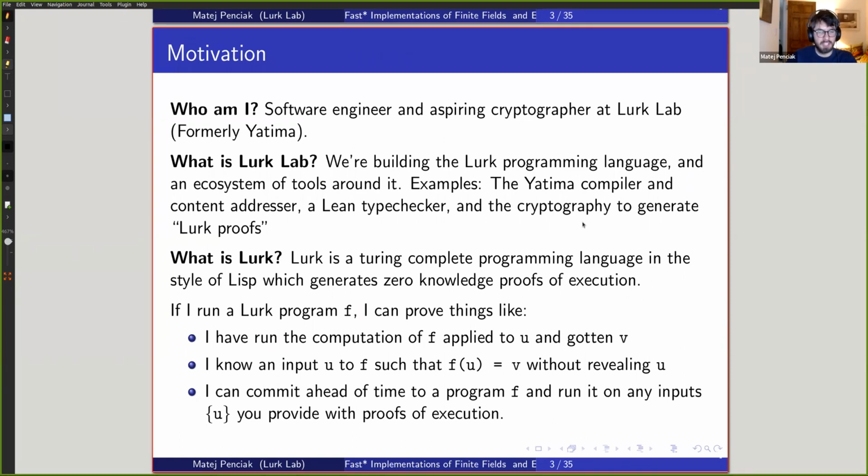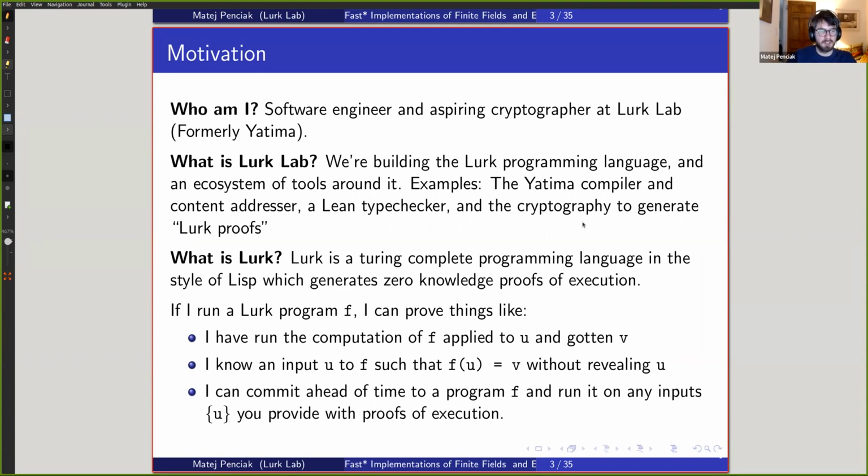prove that I've run this computation correctly. Also, for example, I can, without revealing U, return a V, and claim: I know some U which, when I apply F to it, I receive a V. Or even more fancy things, like I can commit ahead of time to a program F, and then you provide me a bunch of inputs U, and I can run those executions and provide proofs that I've run those executions on all of these inputs U.